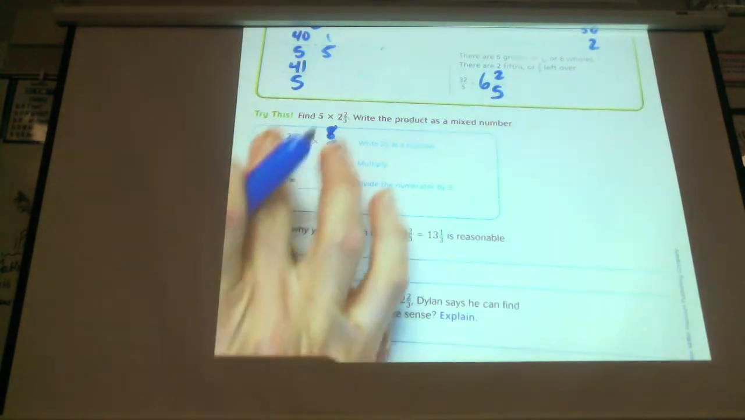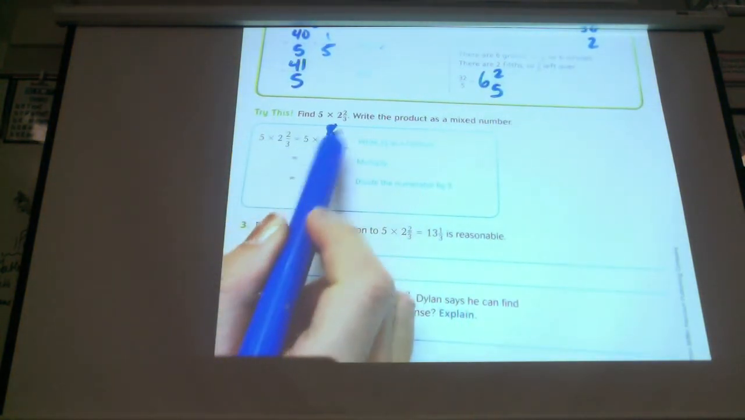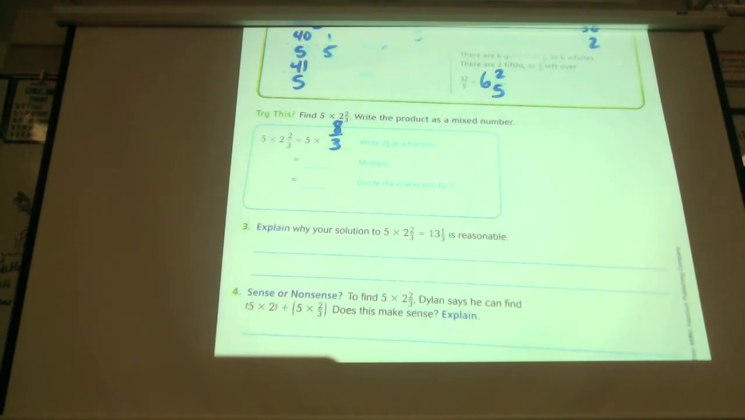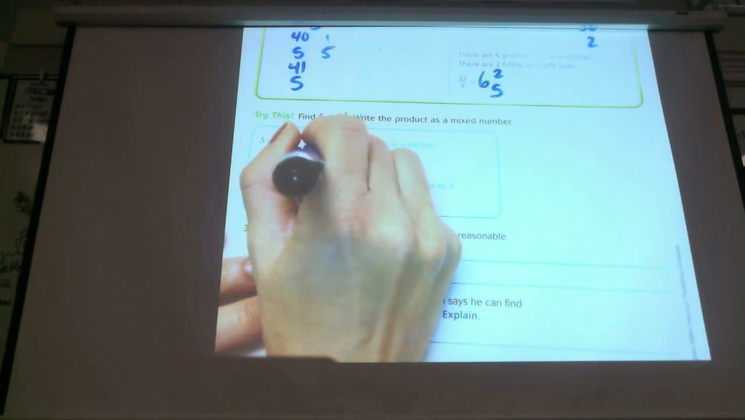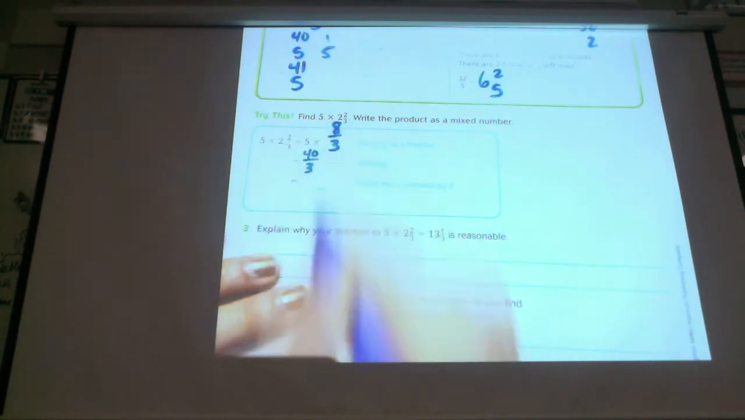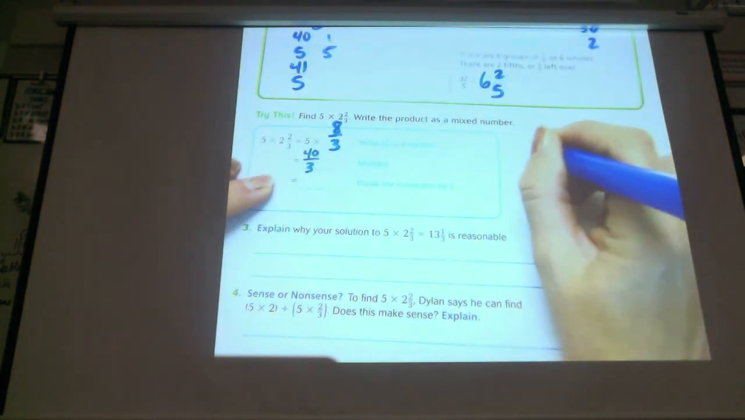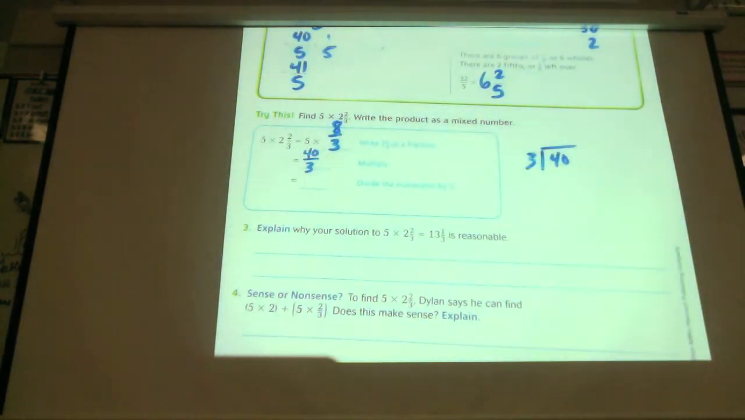Okay, now I'm going to multiply 5 times 8/3. Tara, what did you get? 40/3. There you go. Okay. Now to change this to a mixed number, we can divide. We can say 40 divided by 3.